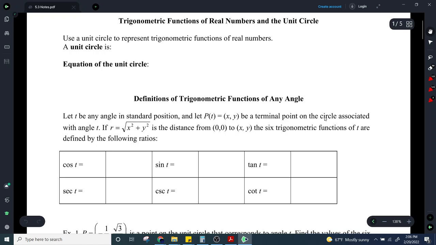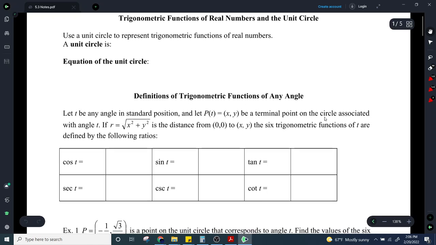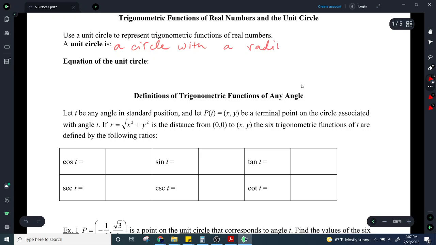So the unit circle is exactly like it sounds. It's a circle with a radius of 1 unit, which is why it's called the unit circle. So picture a circle where the radius is exactly 1 unit.